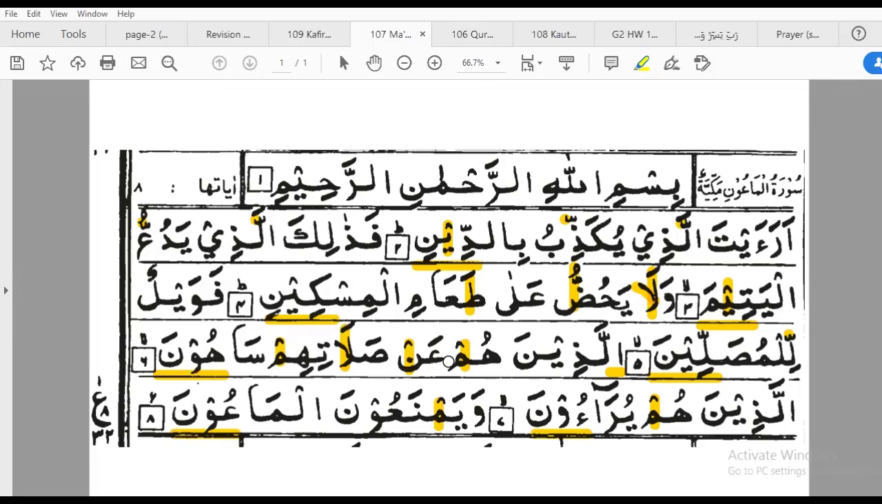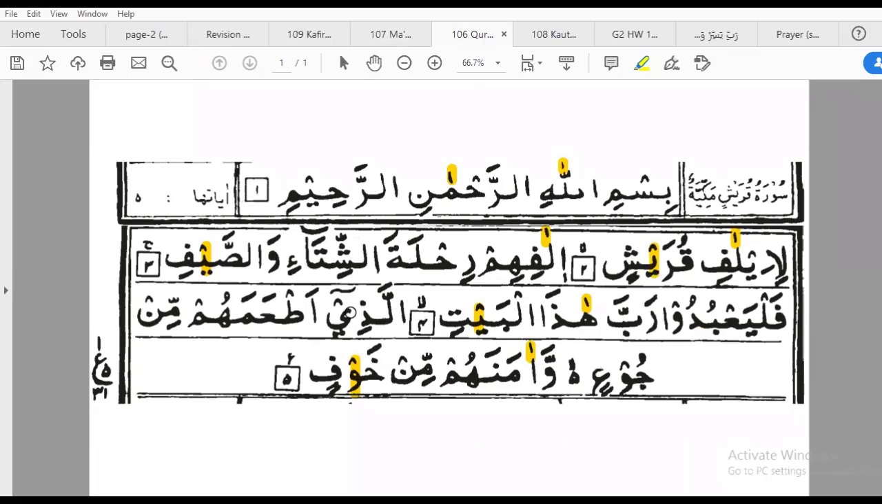Okay, so let's move on to our next surah, which is Surah Quraysh. And again, I've highlighted some sections from this surah that I'd like to highlight to you as well. So let's have a student on the mic, please.